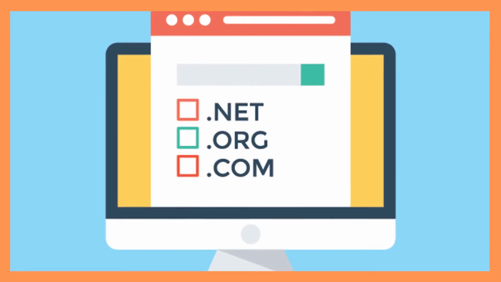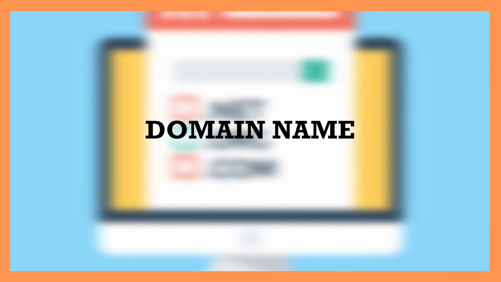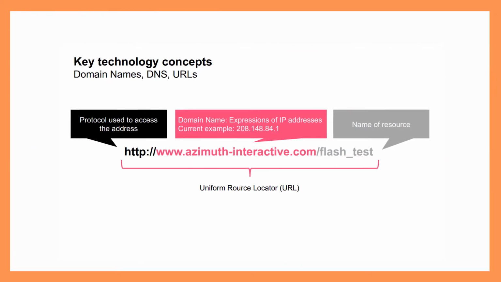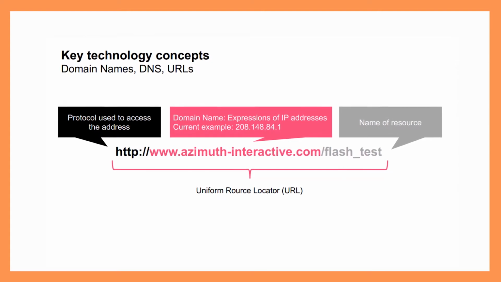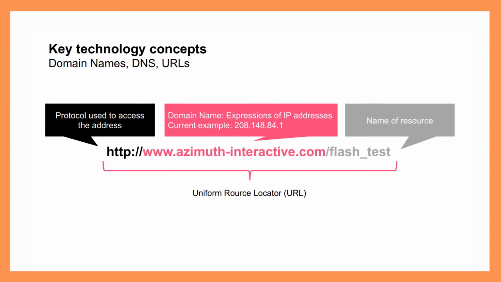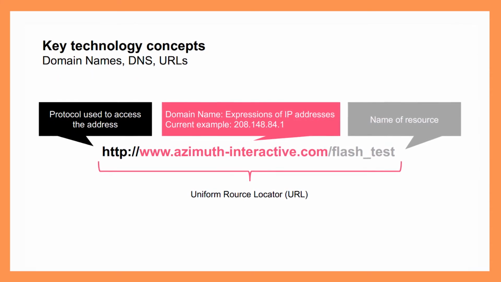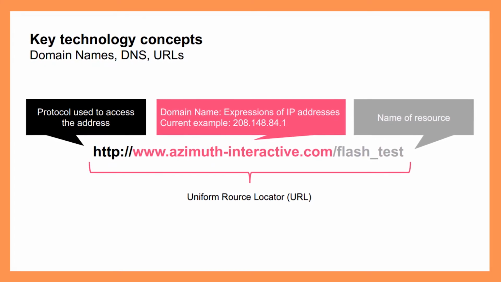An IP address can be represented by a natural language convention called a domain name. The domain name system allows expressions such as cnet.com to stand for a numeric IP address. A URL is the address used by a web browser to identify the location of content on the web. An example of this can be seen here.